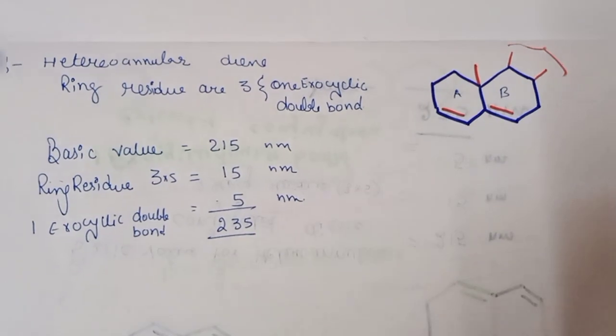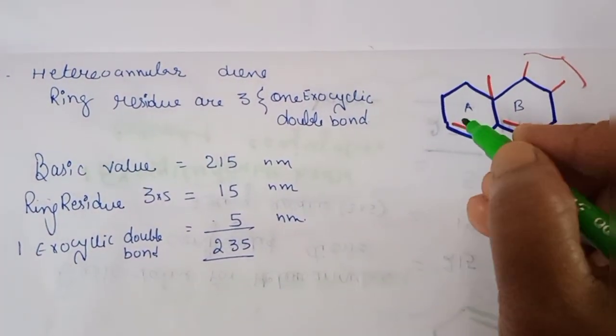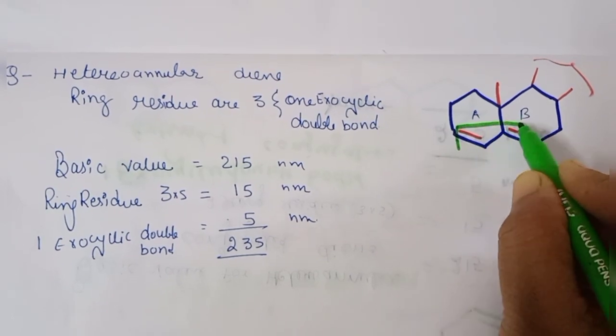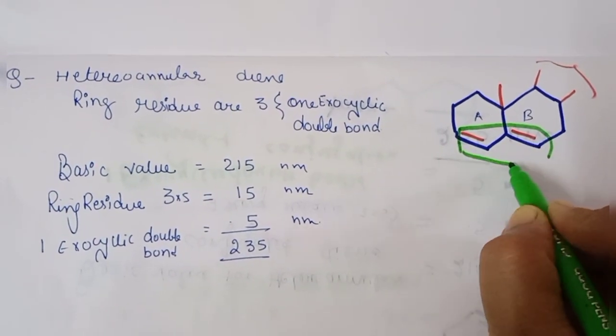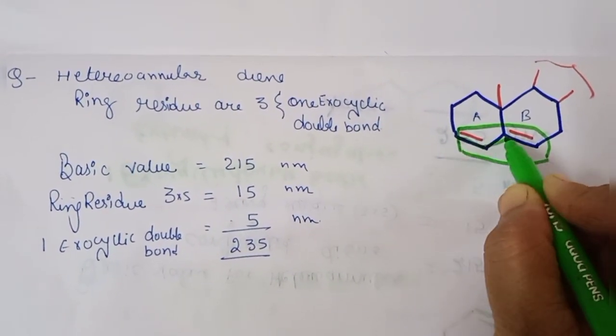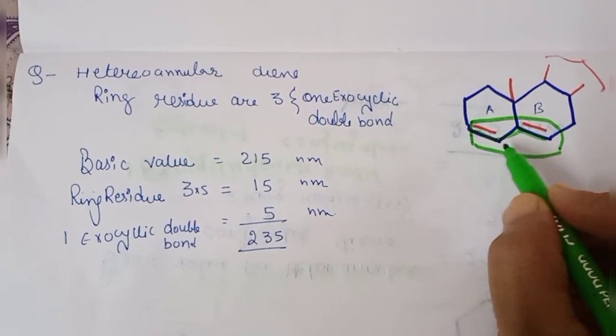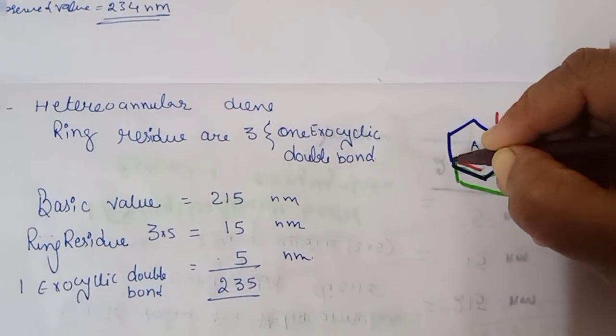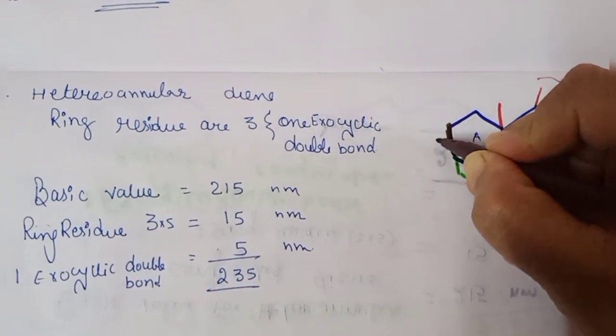That is our main task. So you see, first you mark what is your main part. So this is your trans-butadiene. Okay, this is our butadiene system, heteroannular. Now you see, this part is directly attached, means this is one ring residue part. Okay, so give it A here.